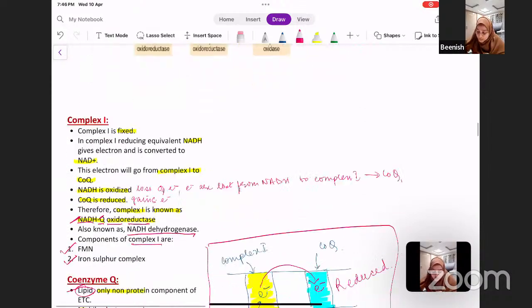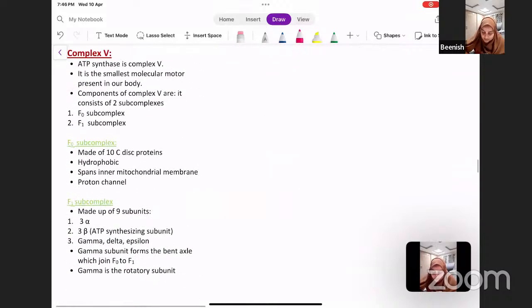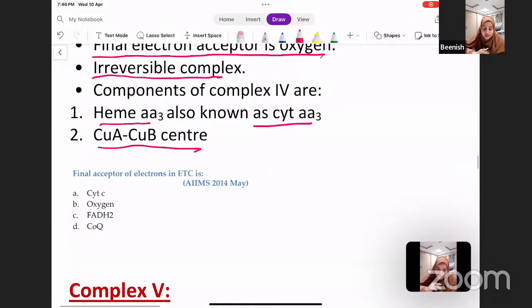We've taken each of the complexes in detail. Let's take one of the MCQs. The final acceptor of electrons in the electron transport chain is, so now we all know, oxygen.